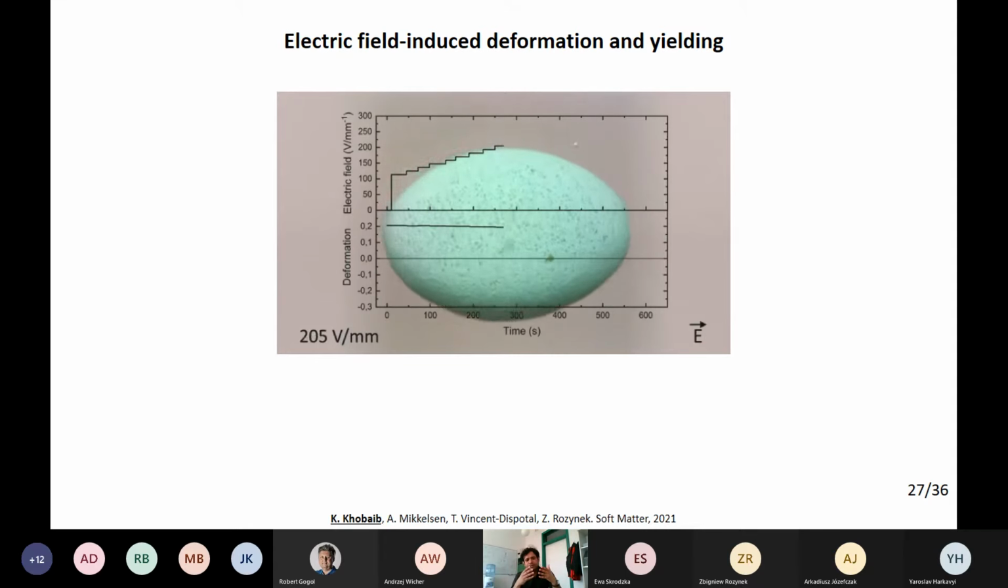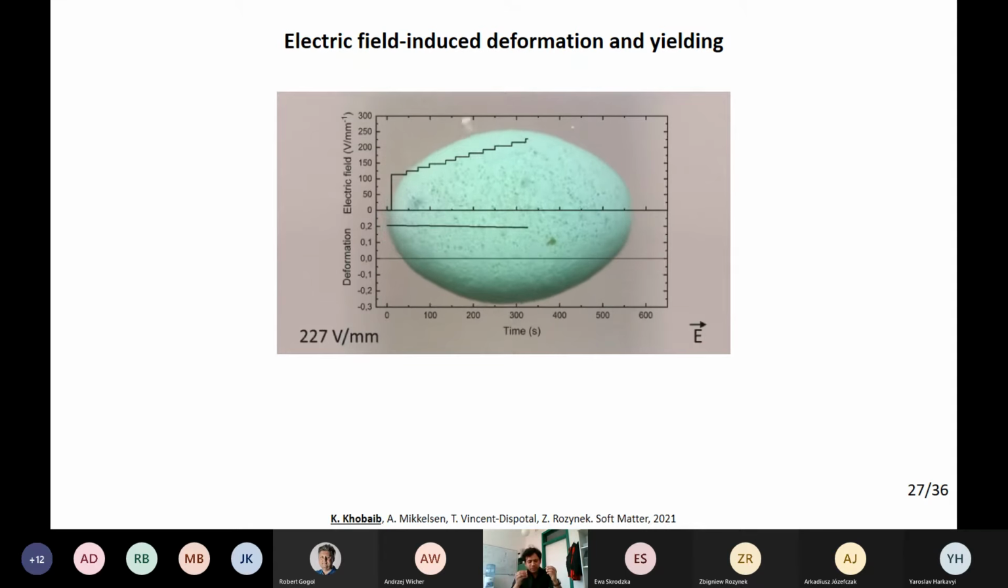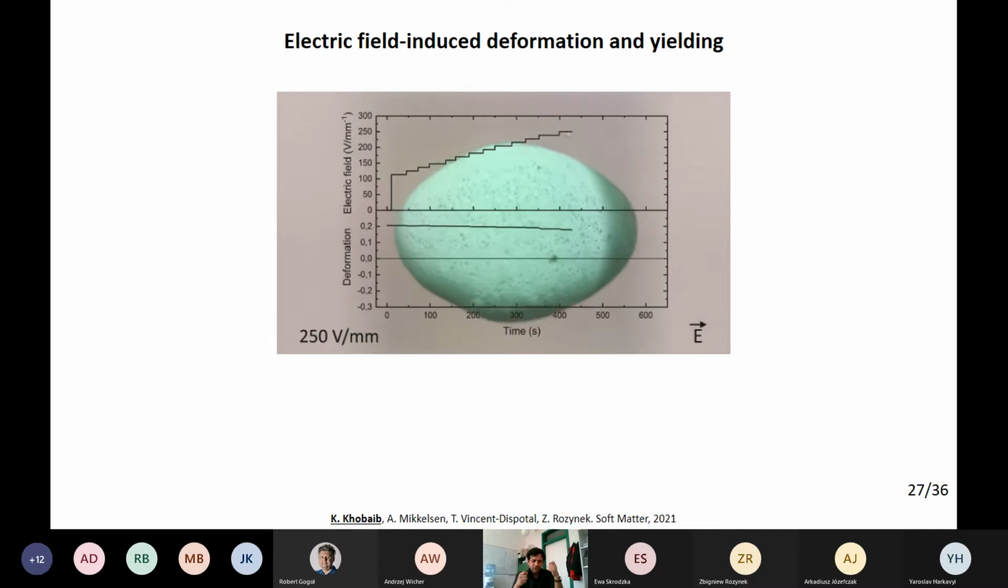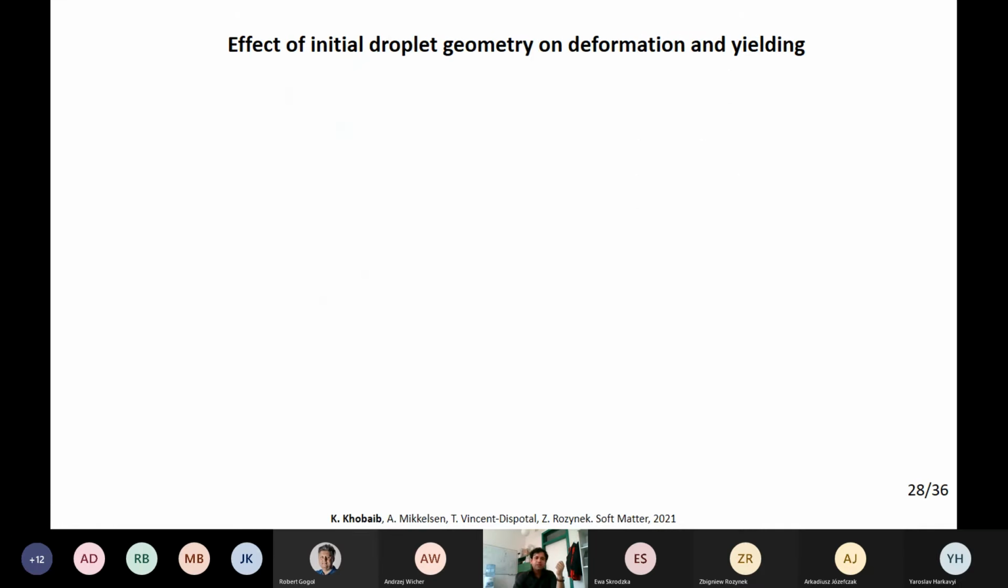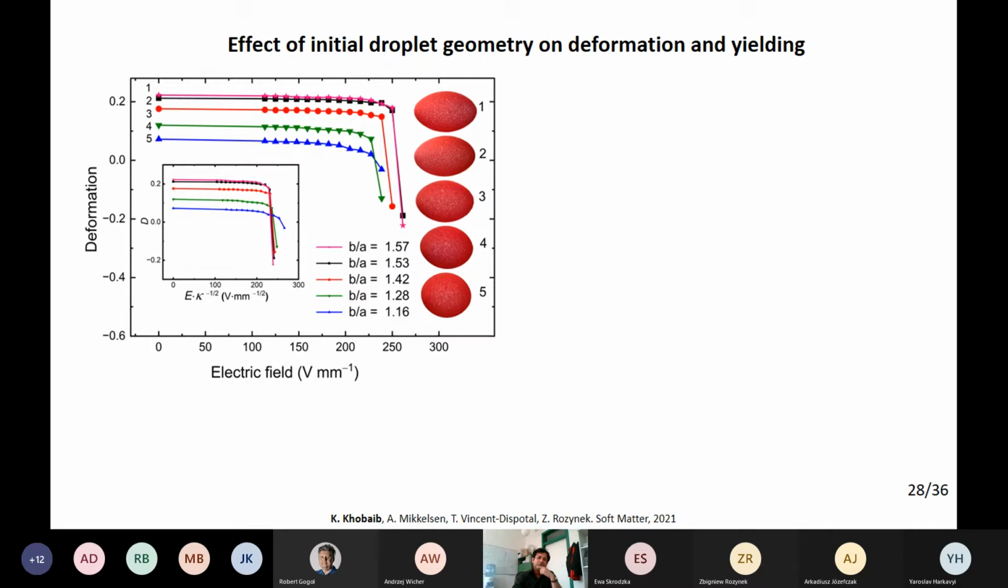After studying this type of shape, we planned to study a little bit deeper. Why not change the curvature of the droplet and see how the mechanical properties of the shell change? So here we prepared 5 different shapes of the droplet, and we plotted deformation under electric field.